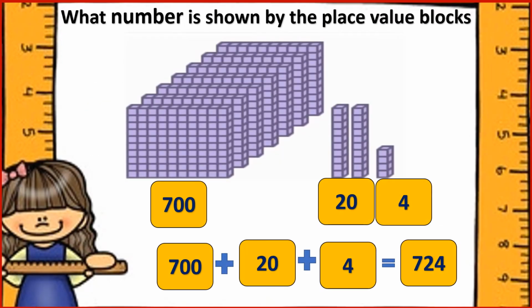So dear children, let's do some visual examples. So what number is shown by the place value blocks? We can see 7 layers of 100 blocks, which makes 700. Then 2 stacks of 10 blocks, which makes it 20. And 4 individual blocks in ones place. So 700 plus 20 plus 4 is equal to 724.